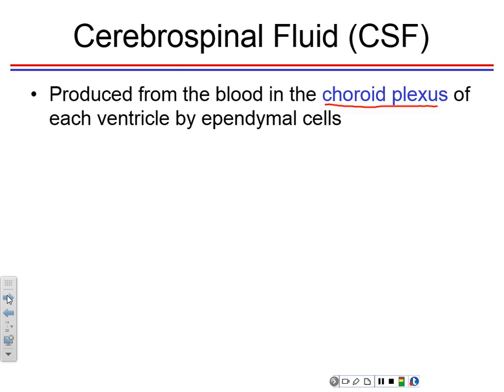But the choroid plexus are specialized blood vessels that are surrounded by those neuroglial cells we talked about at the beginning in the central nervous system. What are they called? The neuroglial cells in the central nervous system that produce cerebrospinal fluid. Remember those four? One of them was in the exam. Yeah, ependymal cells.